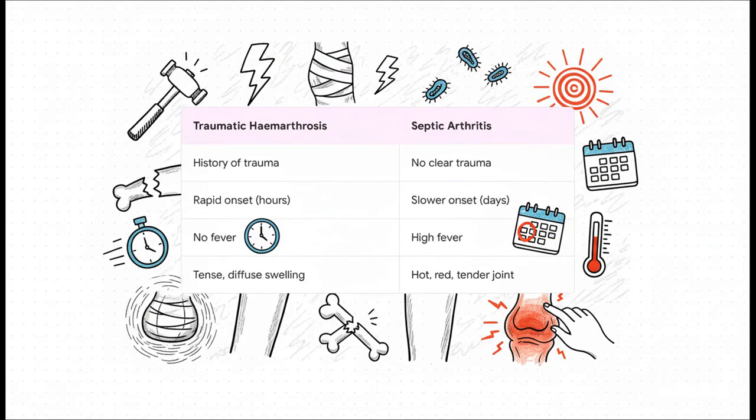The best answers are always structured. You want to compare the key features directly, side by side. Start with the history. Well, in a traumatic swelling, there's a clear history of injury, whereas in an infective one, there usually isn't. Then talk about the onset, hours for trauma, days for infection. And finally, the clinical signs, a tense swelling without a fever versus a hot, red, tender joint with a high fever. This shows the examiner you're thinking clearly and logically.